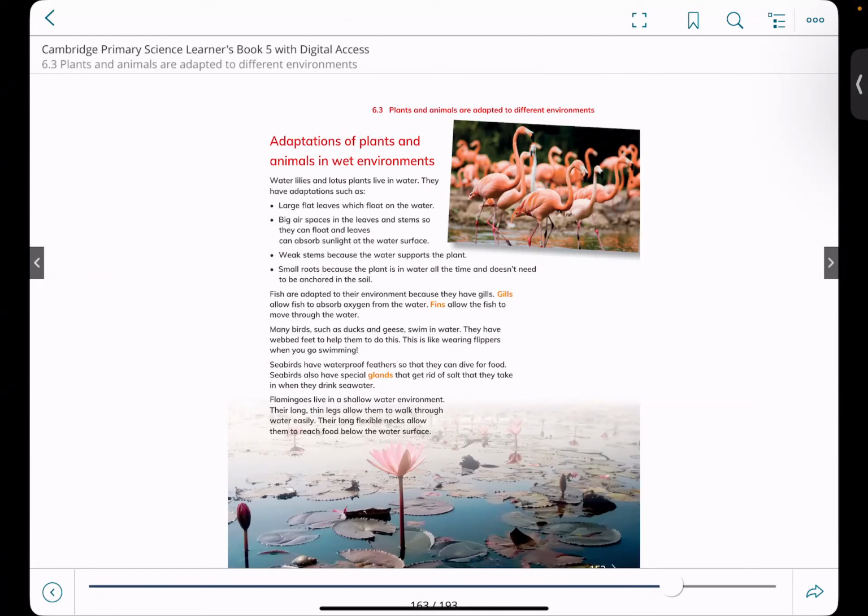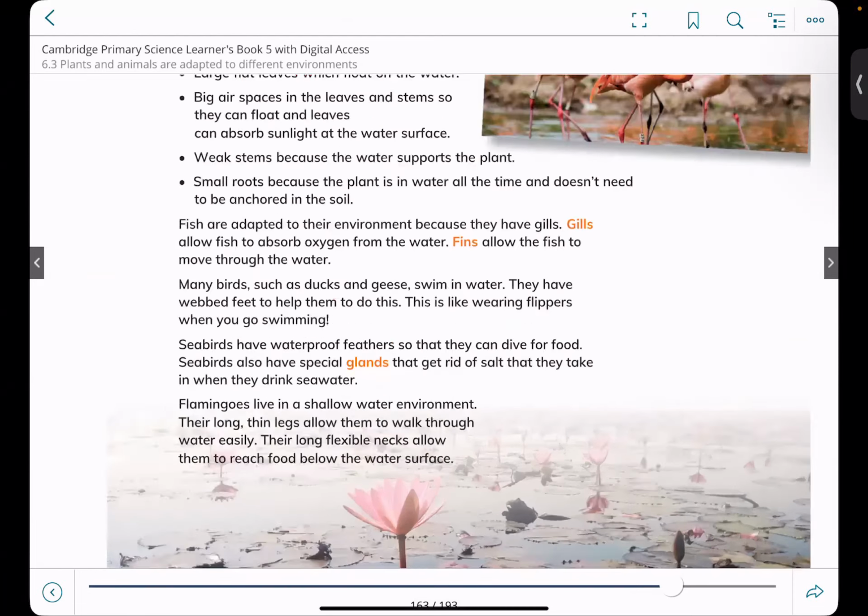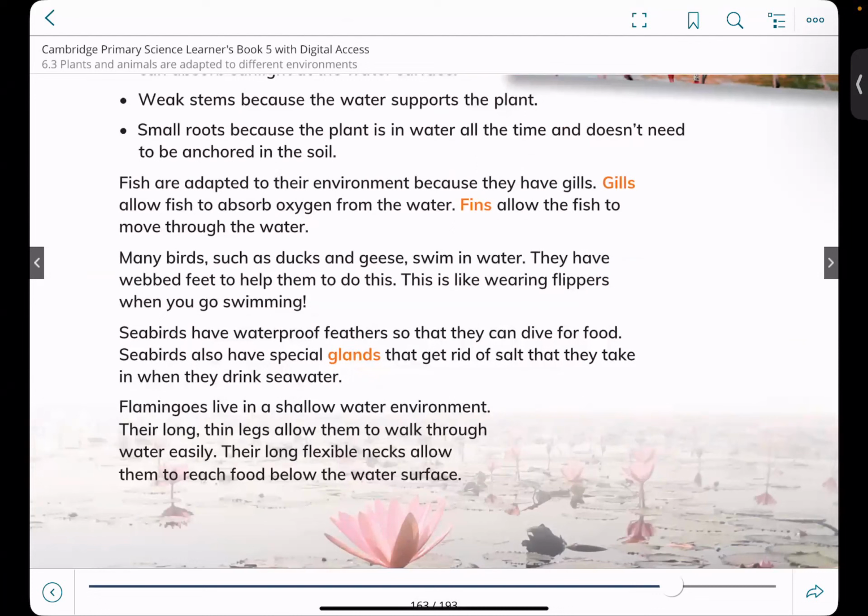And suppose if we talk about seabirds, they have waterproof feathers because they are birds and they have to fly. If their feathers are not waterproof, they cannot fly with a wet feather. So that's why they've adapted to it, and they have waterproof feathers that they can easily come, catch their prey, and fly back again.